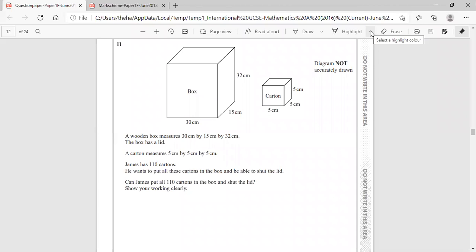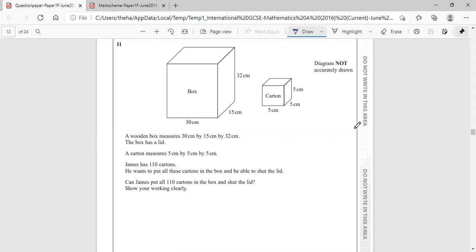Hi guys, so this is the second part of the foundation paper that I started in the other video. So let's get straight into it. We're starting at question 11 and going all the way to question 21. So let's go. Question 11.